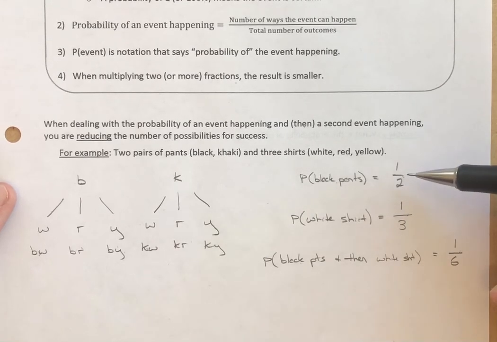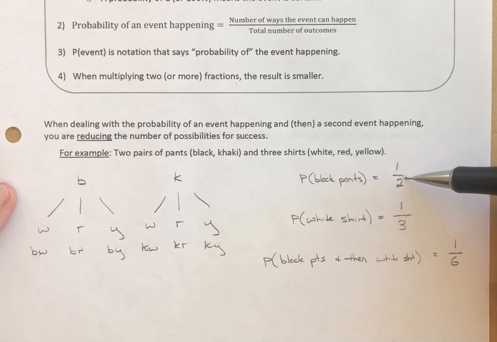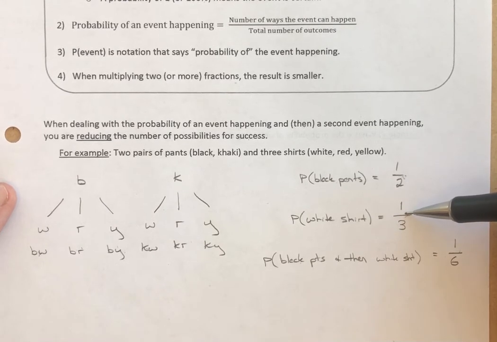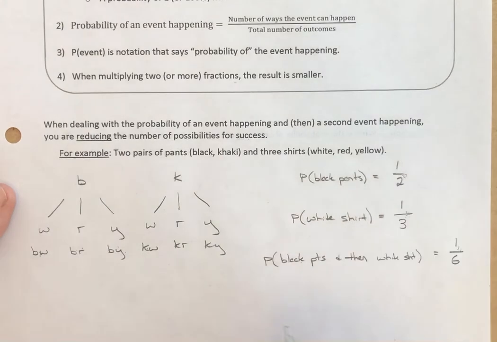So the chance of picking the correct pants is a half. The chance of picking the white shirt is a third. The chance of doing both of those things, I have to do this one and this one. Obviously, my probability gets smaller, and 1/6 is smaller than both 1/2 and 1/3.